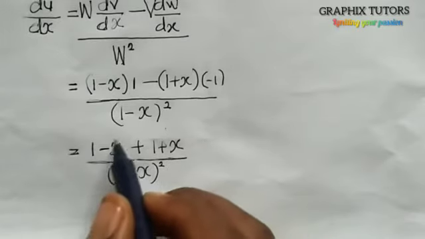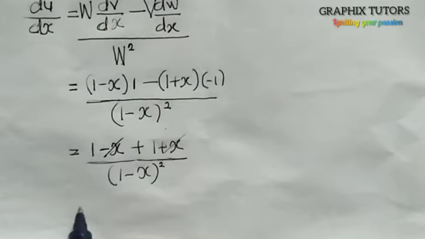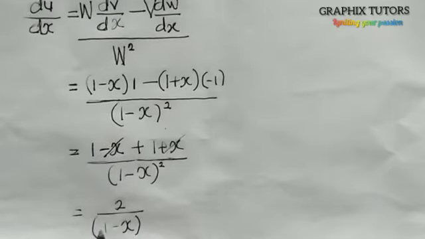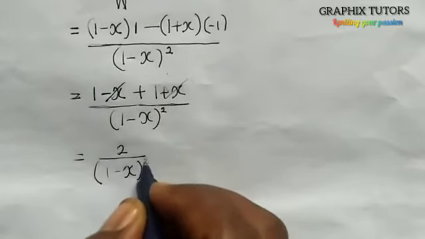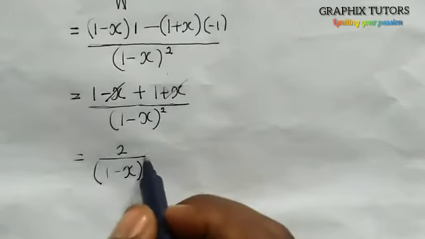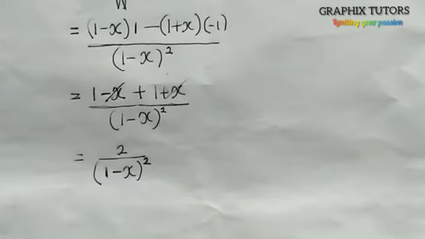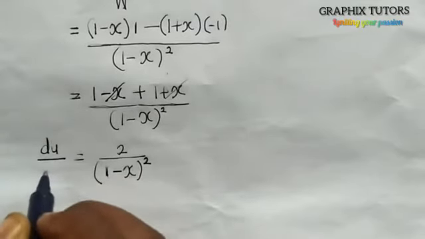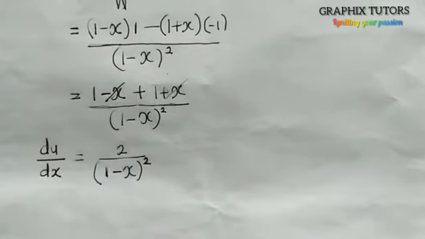So if you look at this, the negative x and positive x cancel. 1 plus 1 will equal 2. So this is equal to 2 all over 1 minus x all squared. So that's what we have. So from here, this is my du over dx.